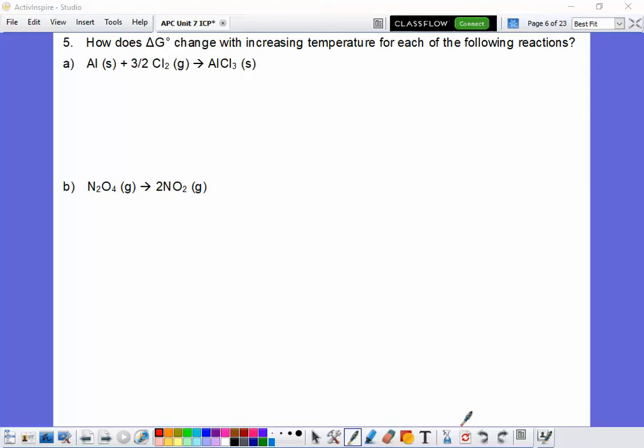Whenever we're talking about temperature and delta G, what equation are we using? Delta G equals delta H minus T delta S. And that is on your formula sheet, so you don't have to memorize it. You just have to know when to use it and how to use it.